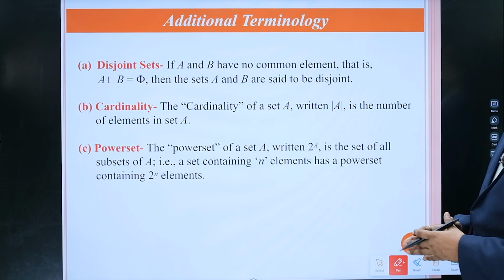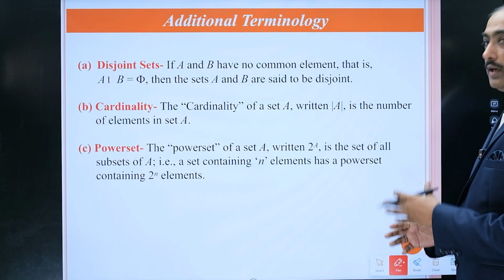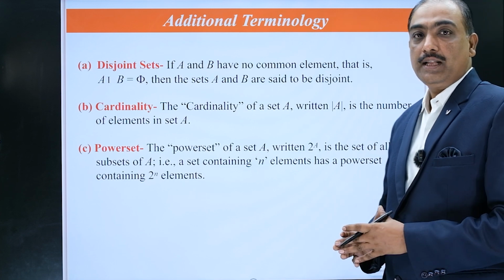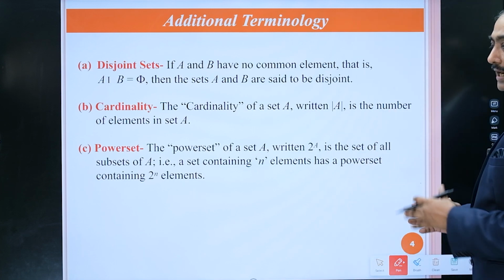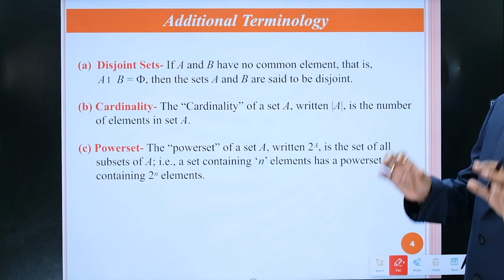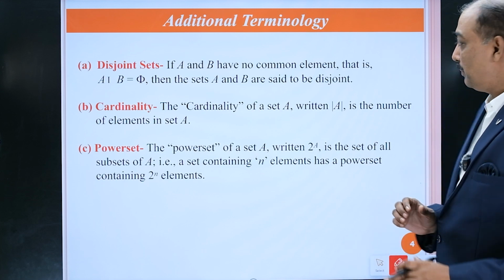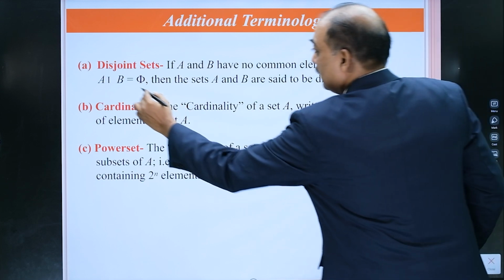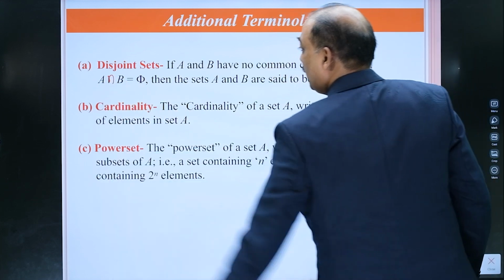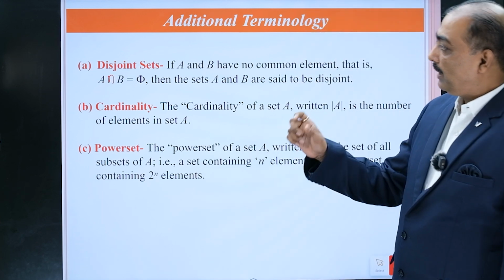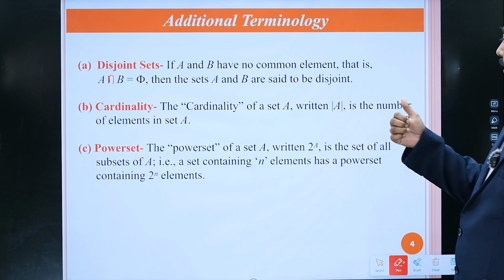Now we need to understand certain terminologies to look into finite automata. To begin with, disjoint sets. What exactly do we mean by disjoint sets? The definition says that if two sets do not have any common elements, they are called disjoint sets. For example, if A intersection B is equal to the empty set, that means I do not have any common element between A and B. That is called a disjoint set.